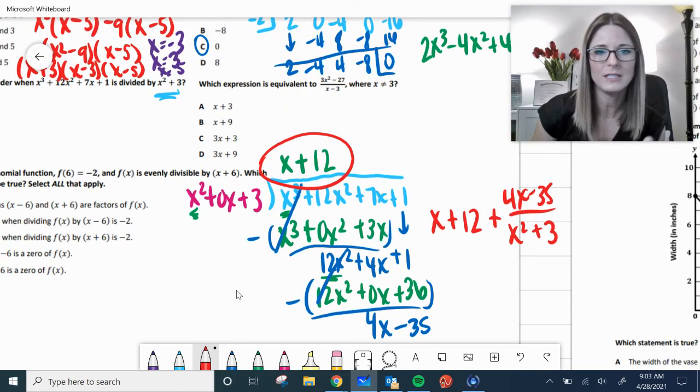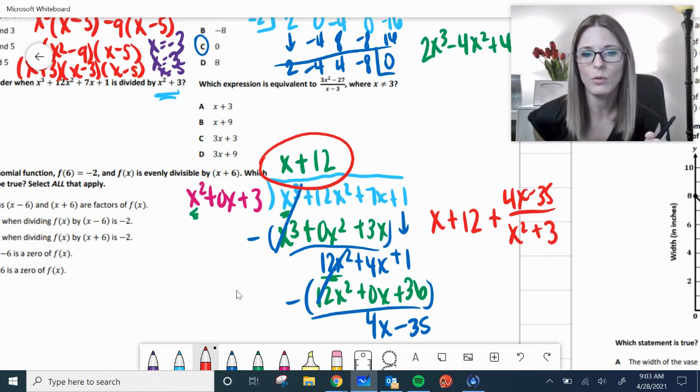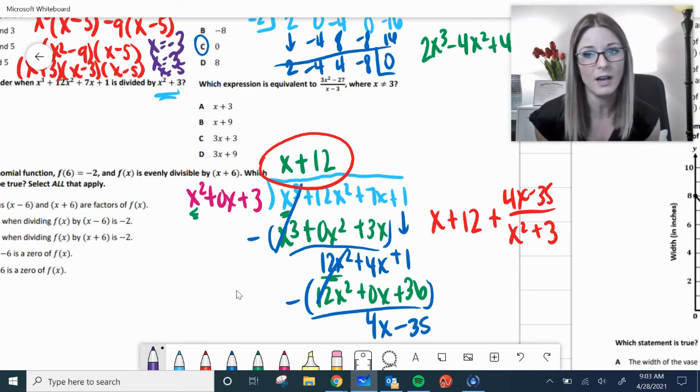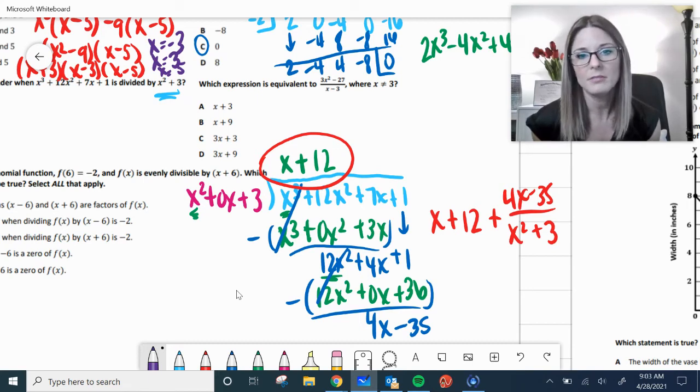All right, next one off to the side. Which expression is equivalent to this rational expression? It's not too bad. Rationals can get pretty ugly. We dug into rationals because you have rational standards. This one's not so bad because the numerator can be factored.